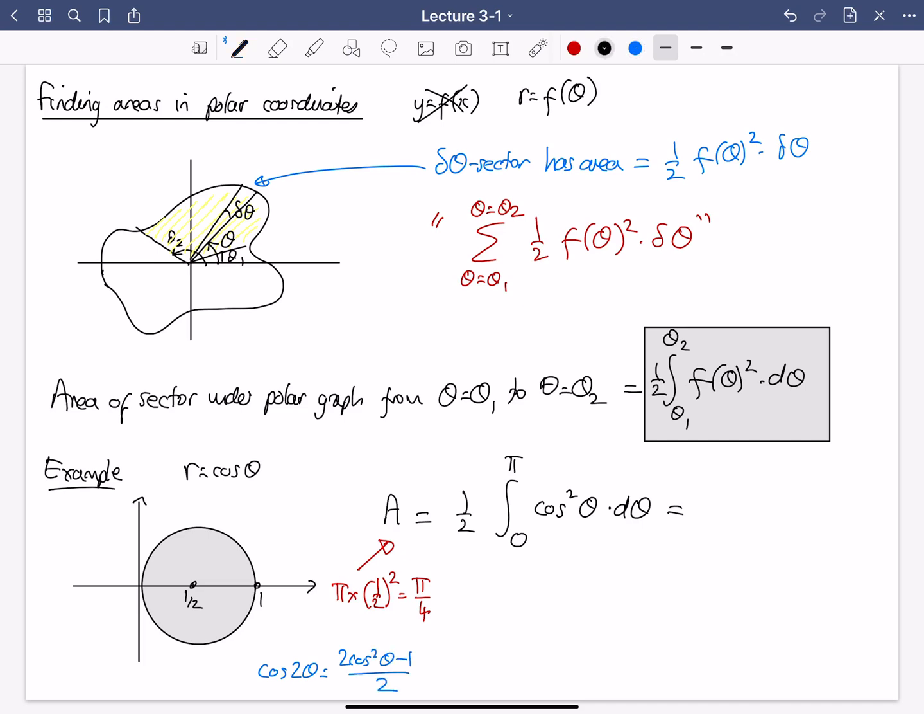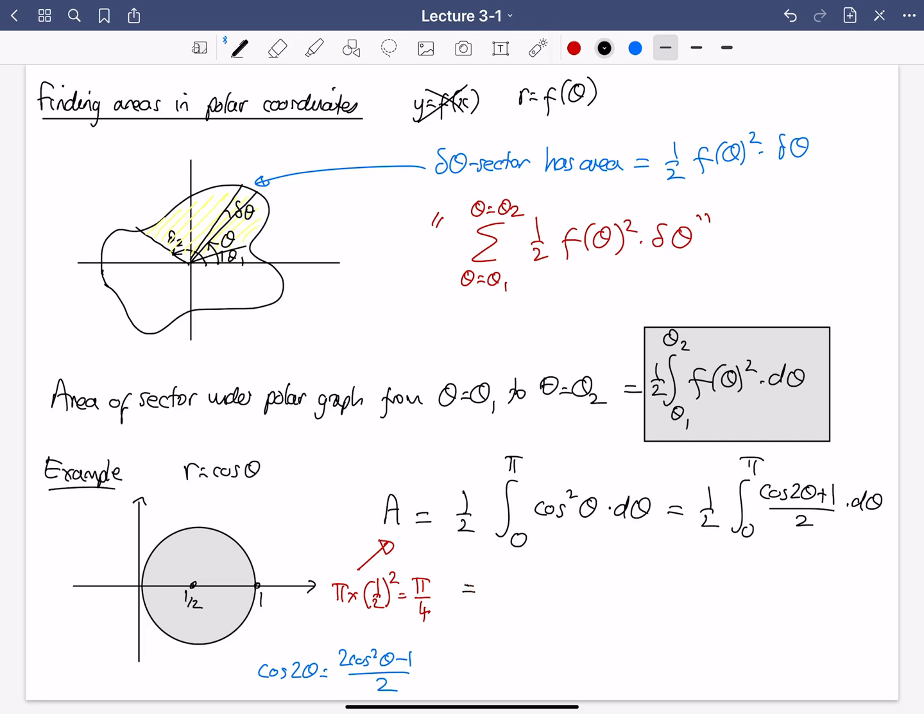And you are familiar with rearranging that, and you get that cos squared theta is equal to (cos 2 theta plus 1) over 2. And now it's in a form where you can just write down an antiderivative to calculate that integral.